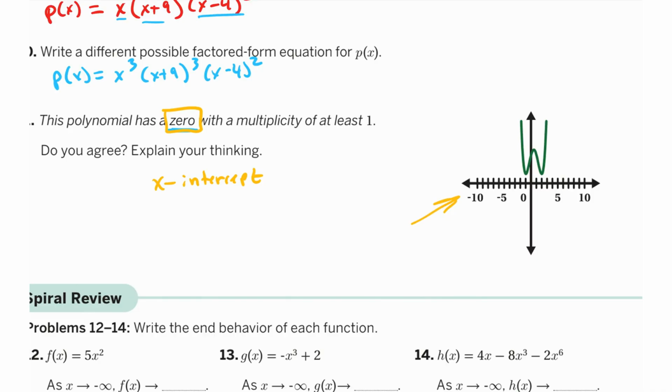But remember that we can get a 0 that is imaginary, which means that it doesn't actually cross the x-axis. And so we could have a situation where we have some sort of 0, like x equals 2i, and that has a multiplicity of 1 that doesn't cross the x-axis. And so in this situation, I would agree because it says 0, because a 0 is not necessarily the same thing as an x-intercept.